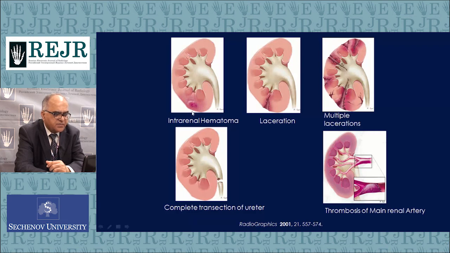Intrarenal hematoma. We can see there is a line extending from the cortex towards the collecting system. This is a laceration. Then in the next image we can see multiple lacerations. There can be transection of the ureter, and in the last, main renal artery thrombus, which can happen due to avulsion injuries, and it is very fatal.